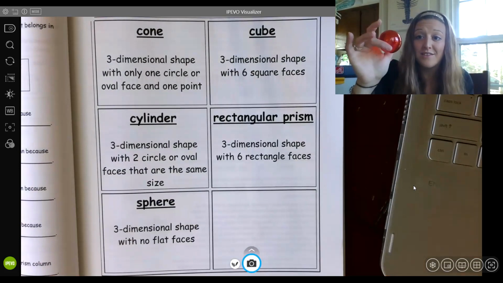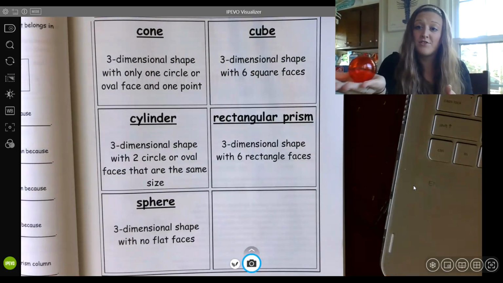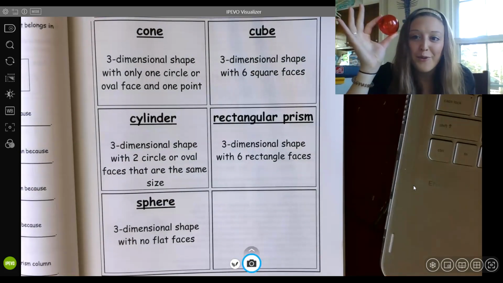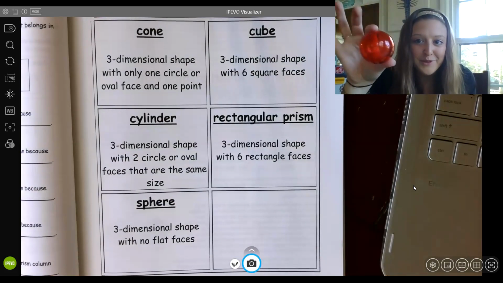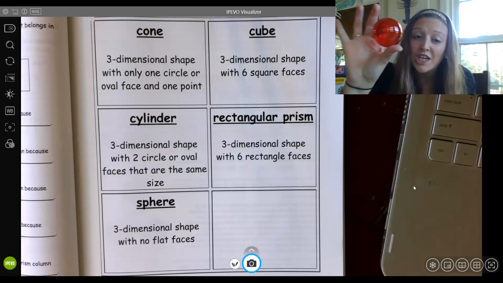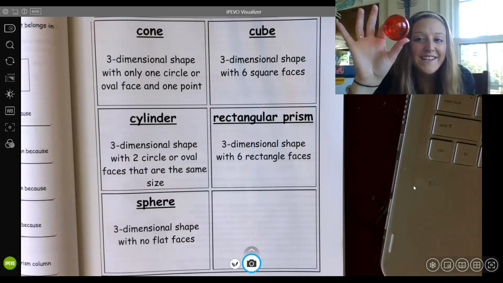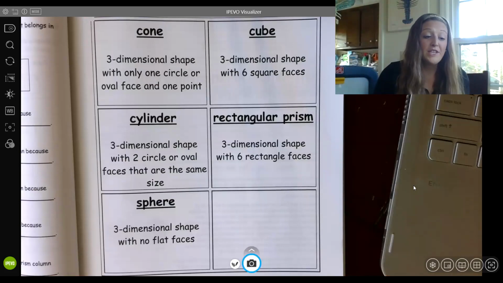Okay? So none of these are flat. If I put it down, it's just going to roll all over. It's like those tennis balls that Dixie likes to run after when they're rolling around. Okay? It's a sphere. Everyone say sphere. No flat sides and no faces. So these are our 3D shapes that we're going to be talking about. If you need a minute to write some of these down, go ahead.